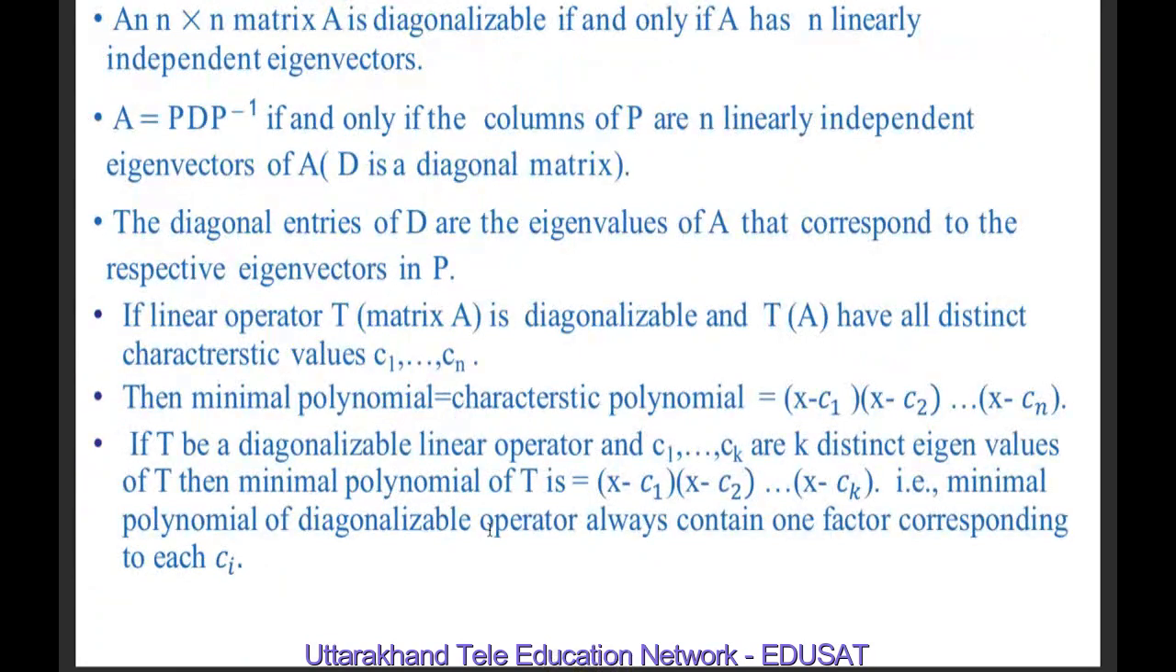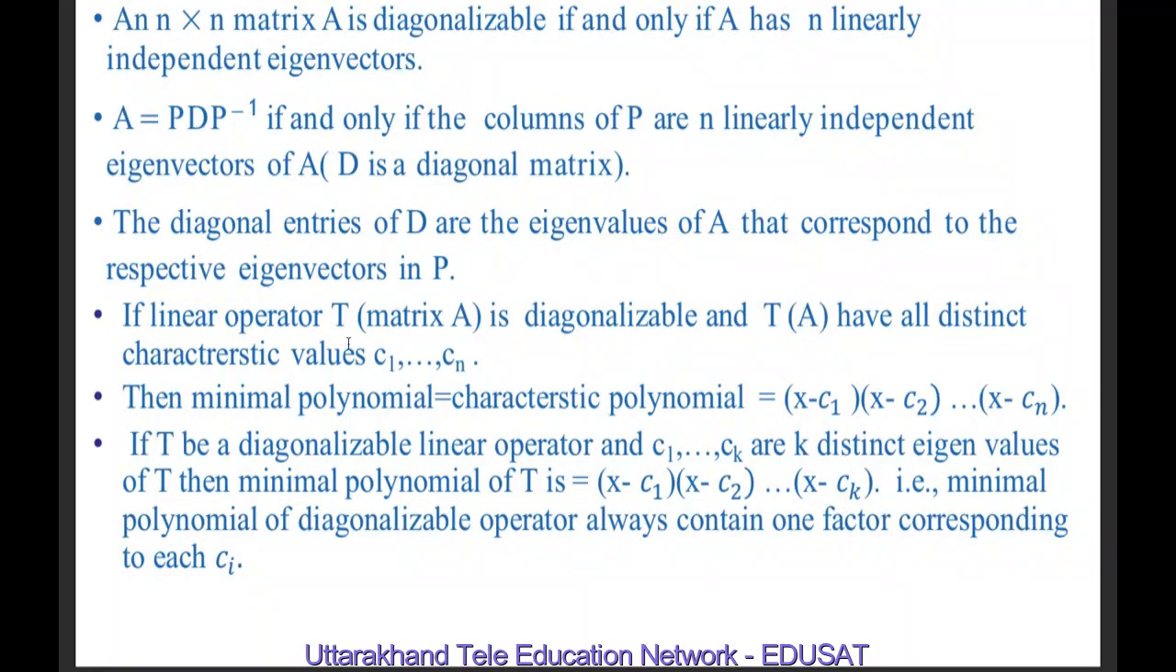So, an n by n matrix A is diagonalizable if and only if A has n linearly independent eigenvectors. A is equal to P D P inverse if and only if the columns of P are n linearly independent eigenvectors of A. Here D is the diagonal matrix. The diagonal entries of D are the eigenvalues of A that correspond to the respective eigenvectors in P.